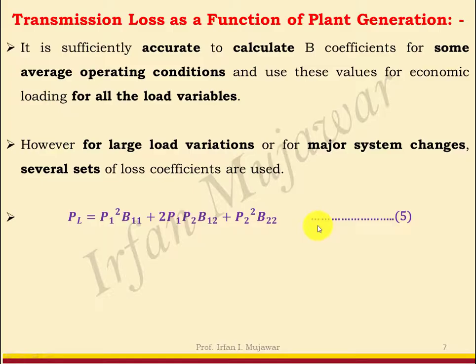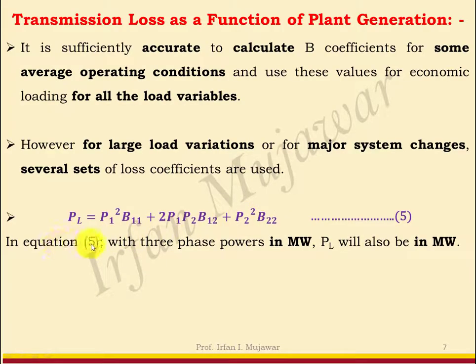One more thing, rewriting equation number 5, that is PL equal to P1 square B11 plus 2 P1 P2 B12 plus P2 square B22. In this equation, with 3-phase powers in megawatt, PL will also be in megawatt. Why? Because here it is megawatt square and B coefficients are megawatt raised to minus 1, or 1 upon megawatt. So megawatt square into 1 upon megawatt, the megawatt will get cancelled and PL will be left with megawatt.